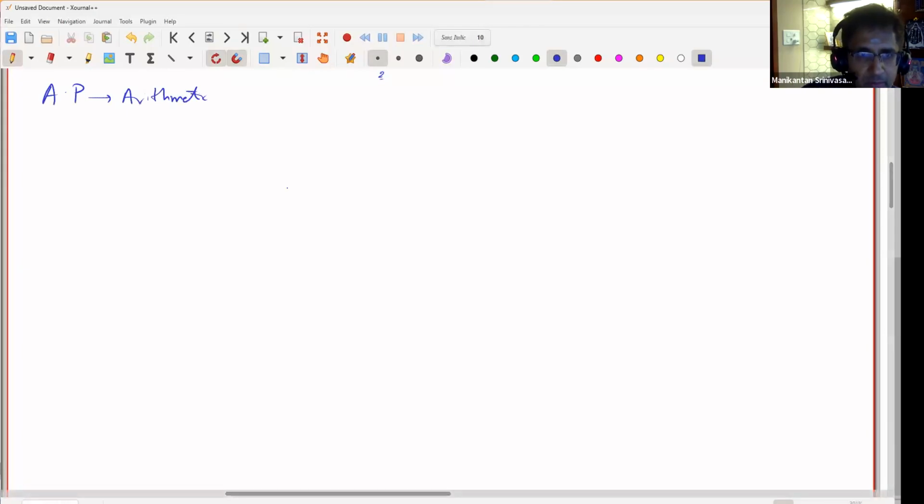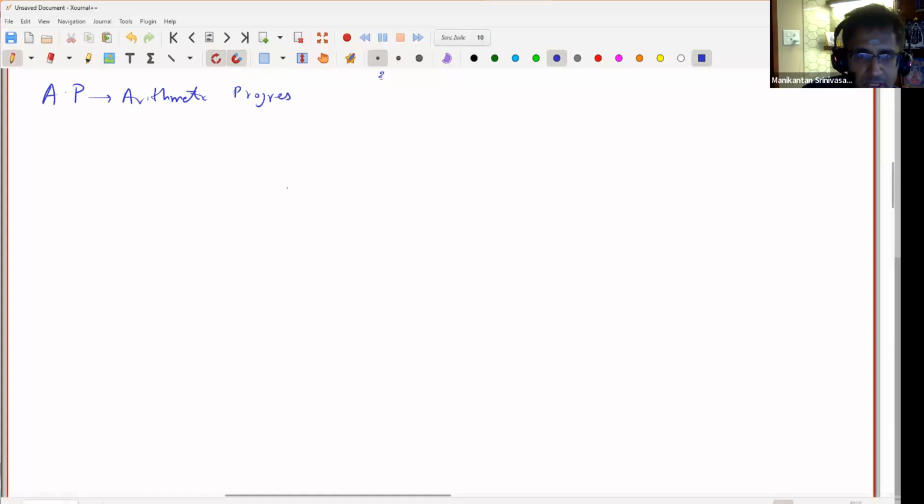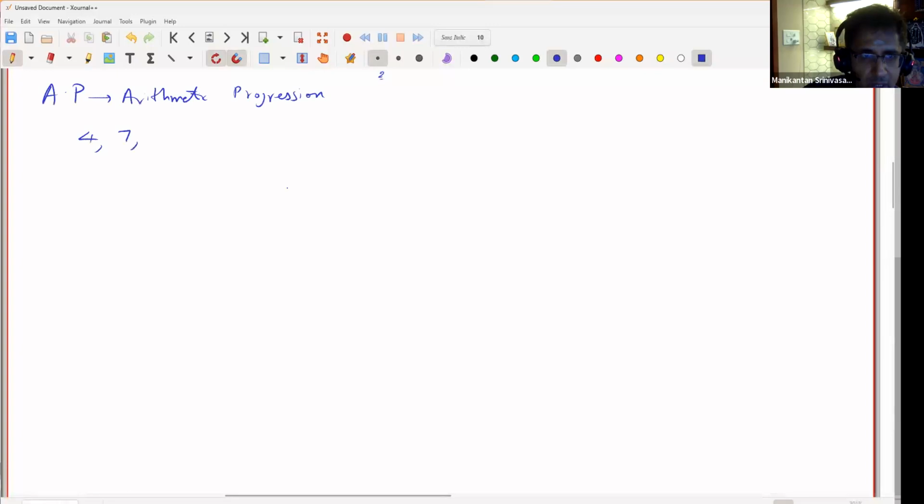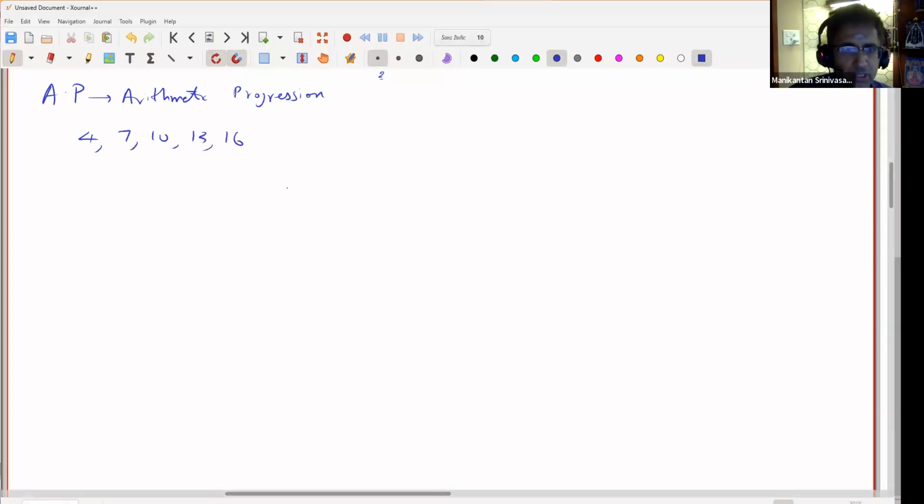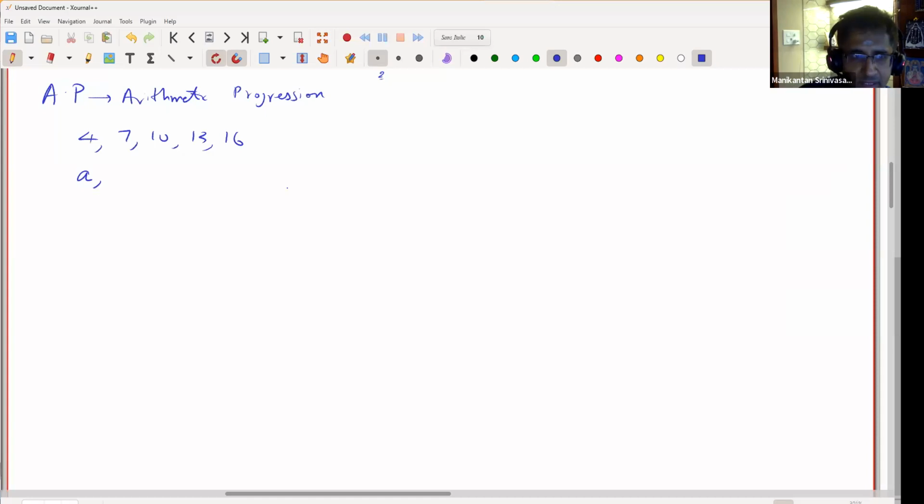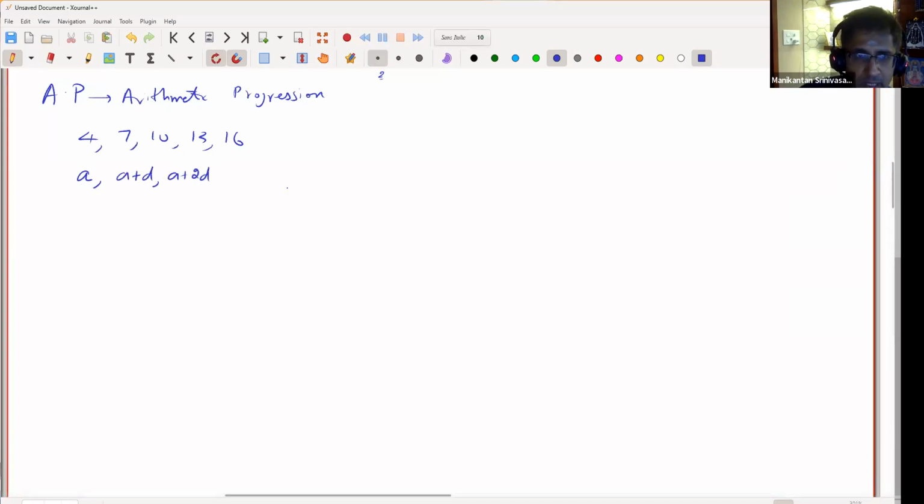Okay, arithmetic progression. Arithmetic progression is nothing but you start with any one number and then you uniformly increase by the same quantity. So this is an arithmetic progression, right? Typically I can start with any number A and I can have some common difference D. So this is A plus D, this is A plus 2D, and so on.